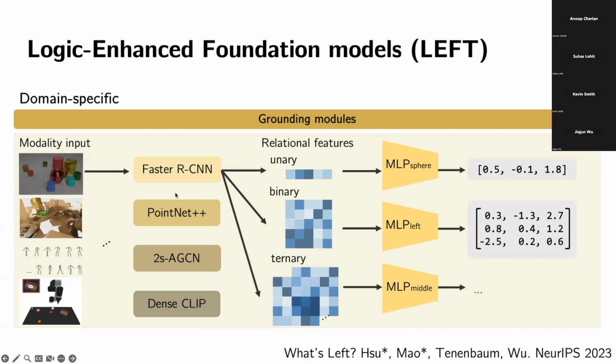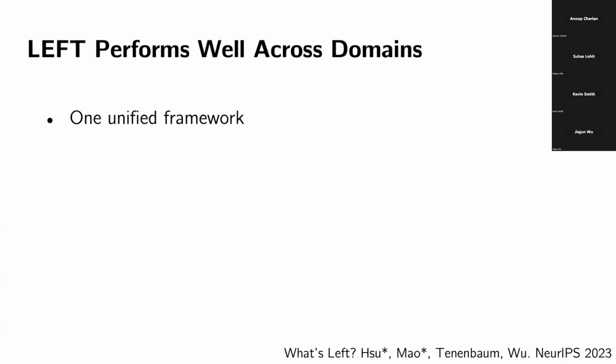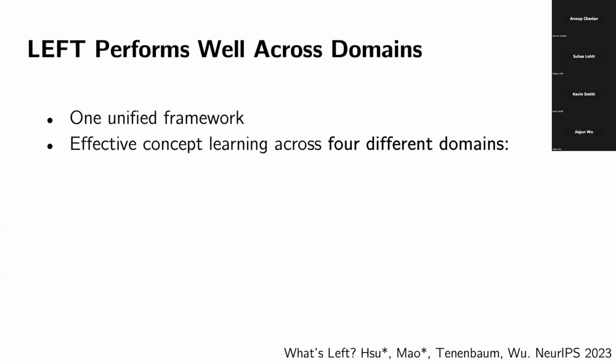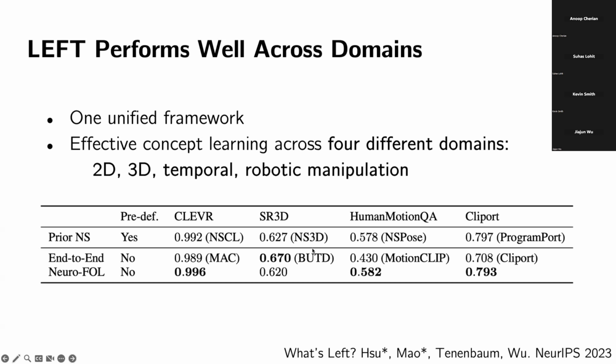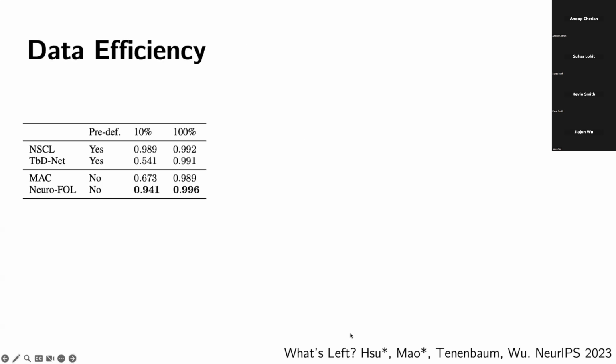But what is shared is that first order logic program executor, which is differentiable. So it does perform pretty well across different domains. It's one unified framework. It's efficient concept learning across the four different domains: 2D, 3D, temporal reasoning, and robotic manipulation. It achieves very good performance, better or at least comparable with what people have developed before, including both end-to-end methods and the prior neuro-symbolic methods that we've been talking about. But unlike the prior methods, where you have to define something more specific for every domain, there's no predefinition of DSLs anymore. It is just a shared framework with no additional predefined DSLs for each domain, and it still performs really well.